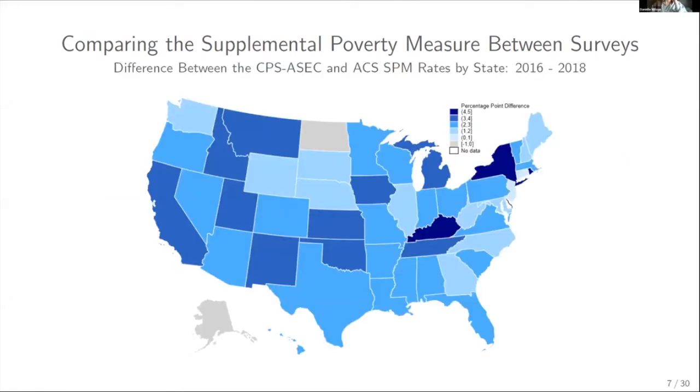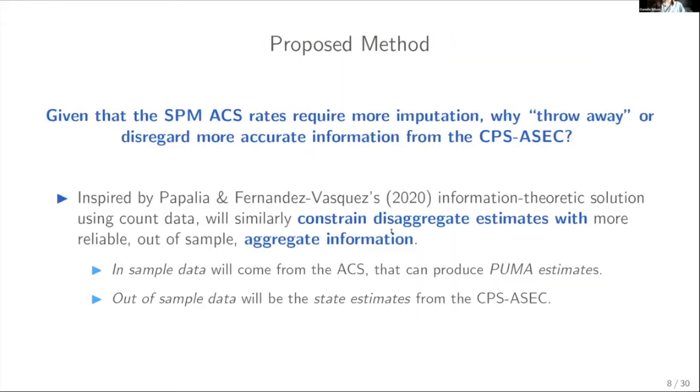The consequence of this can be shown in the map. If you're using both surveys to produce poverty estimates at the state level, there are large differences, up to 4 and 5%. And considering that poverty estimates range from between 10% to 20%, 4 to 5%, or even 2% is a large amount. So what can be done?